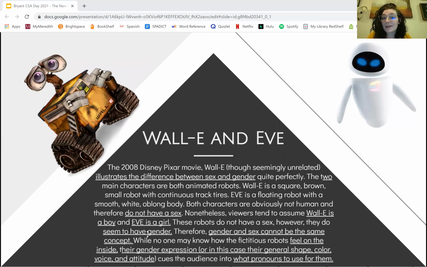It seems unrelated, but the 2008 Disney Pixar movie WALL-E illustrates the difference between sex and gender quite perfectly. The main characters are robots without any human sex characteristics. However, the majority of viewers assume that WALL-E, the robot on the left, is a boy, and Eve, the robot on the right, is a girl. Here you can clearly see how gender and sex are separate concepts. They do not have human sex characteristics, but their gender expression, their shape, color, attitude, cues the audience into what pronouns to use for them.